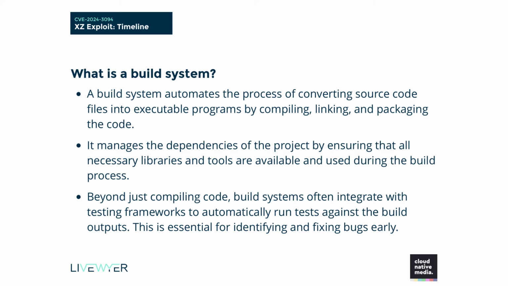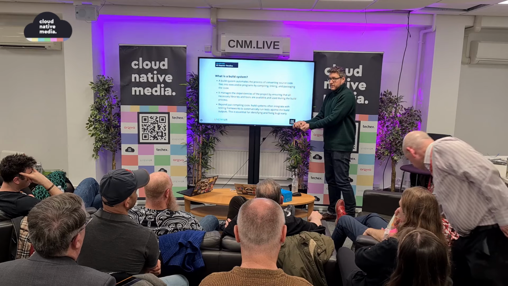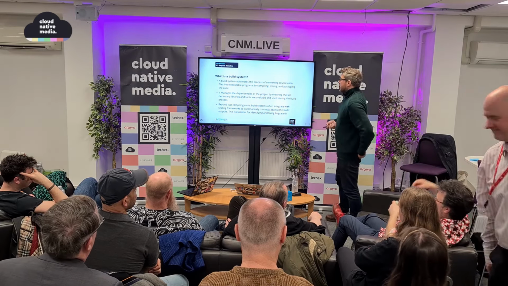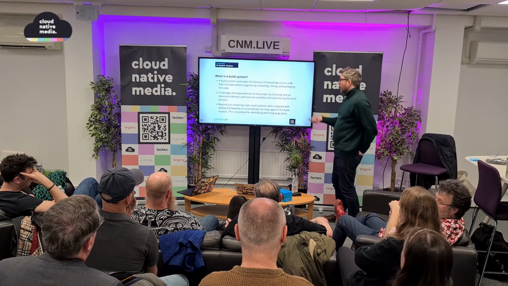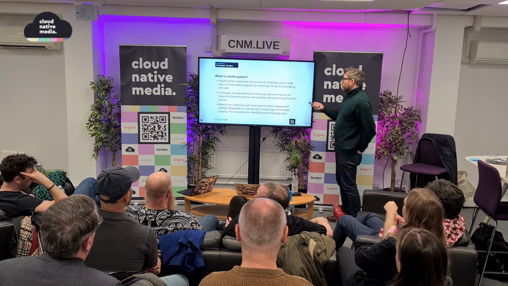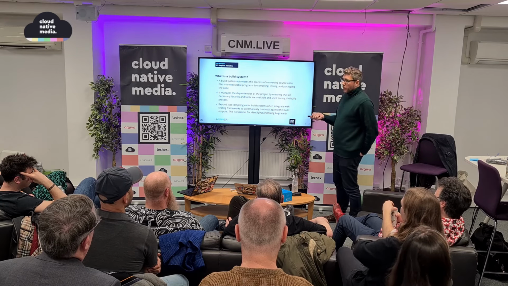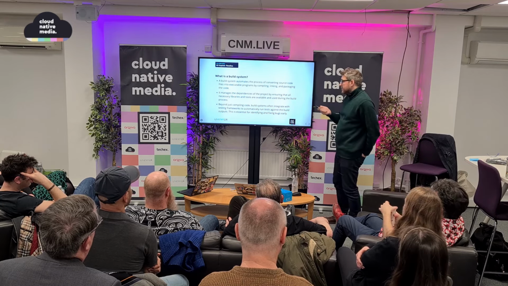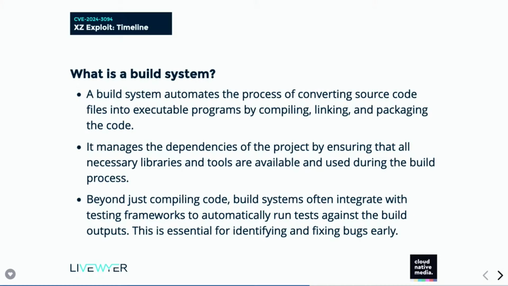What is a build system? So a build system automates the process of converting the source code files into an executable program by compiling, linking, and packaging the code. It takes the code that a project has, like the XZ Utils, puts it through a process, and out the end, you have a package that can be installed with a binary, right? It manages the dependencies, all the necessary libraries and tools. It also integrates with testing frameworks to automatically run tests against the build output. This is essential for identifying and fixing bugs early.